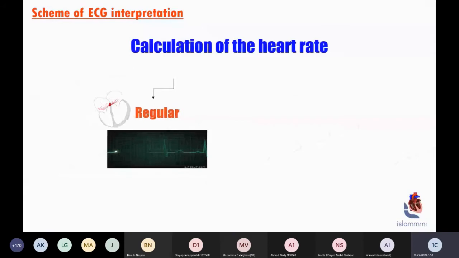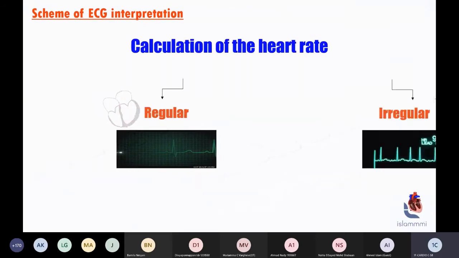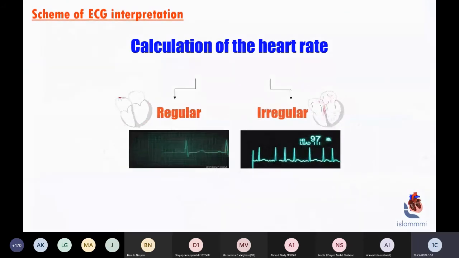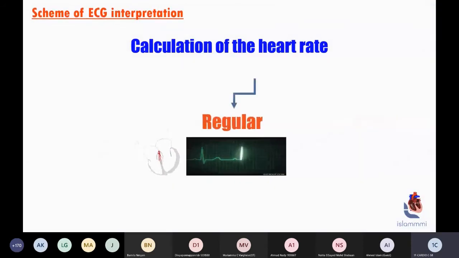So how to calculate the heart rate? If you want to calculate the heart rate, it really depends on the rhythm. If the rhythm is regular, we have one way to calculate the heart rate. But if the rhythm is irregular, we have another way of calculating the heart rate. I will show you how in the next slide. Let's start with the regular rhythm. If we have a regular rhythm, how to calculate the heart rate?